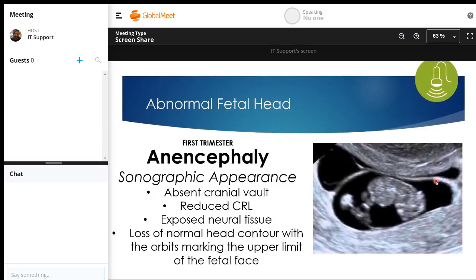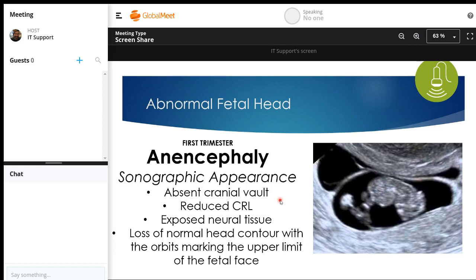Anencephaly looks a little bit different in the different trimesters. It's one of those anomalies that's so severe that we can see it in the first trimester. So we'll talk about how it looks in the different trimesters. In the first trimester, an anencephalic baby will have an absent cranial vault, so there will be no bones of the head. The crown rump length will be reduced. If you think about it, that brain tissue and that cranial vault is missing. That's a big portion of the crown rump length, the baby's head. So if that's all missing, the crown rump length is going to be shorter than it normally would.